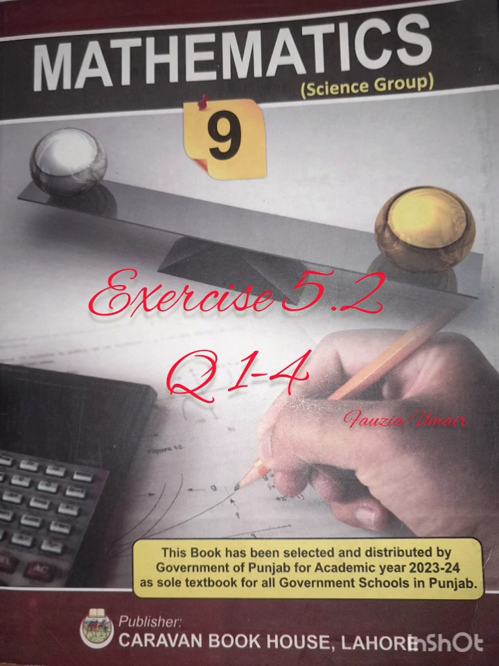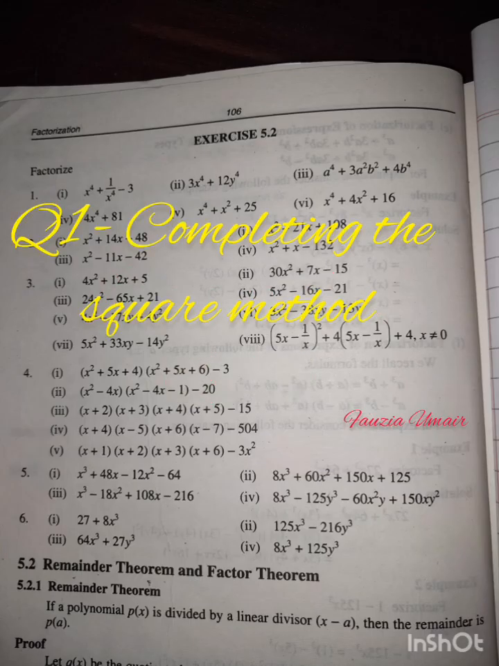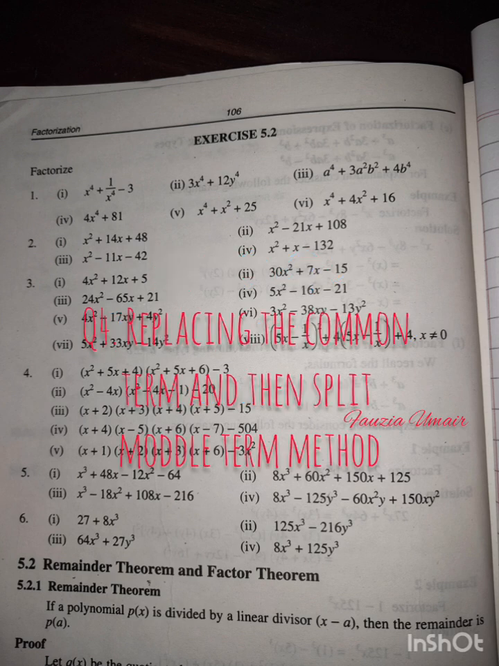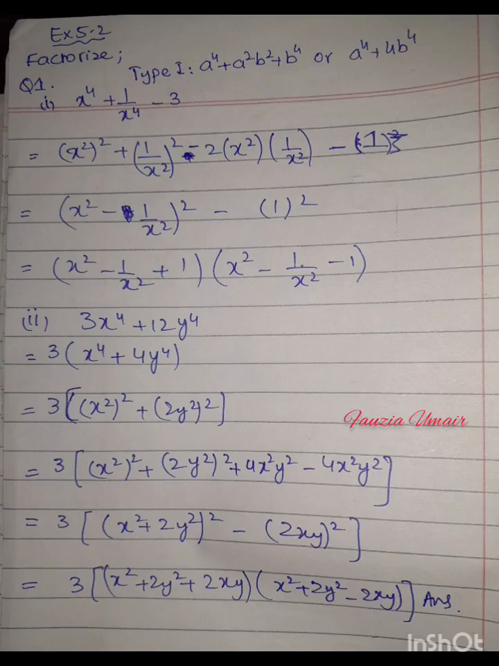So let's start. This whole exercise is about factorization, just like exercise 5.1. So I will tell you first what these questions are about. Question 1 is about completing the square method. Question 2 and question 3 are about splitting the middle term method. There is a small difference between the two questions. Question 3 is having a coefficient with x square and question 2 is not having that. Question 4 is about replacing the common term and splitting the middle term.